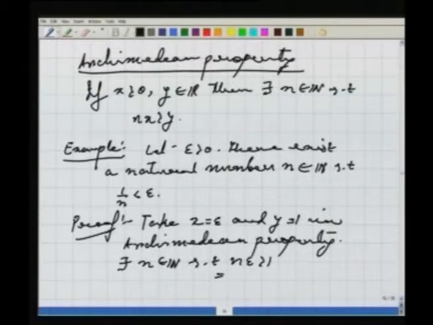Then by the Archimedean property there exists n in N such that n epsilon is bigger than y. This precisely means 1 by n is strictly less than epsilon. Let us look at some more examples of Archimedean property, that is, applications of it. What does it really imply?